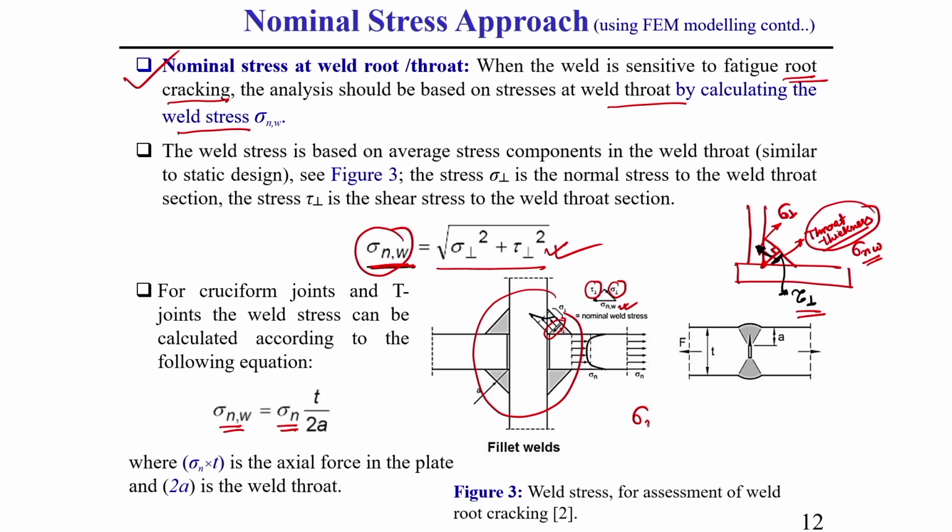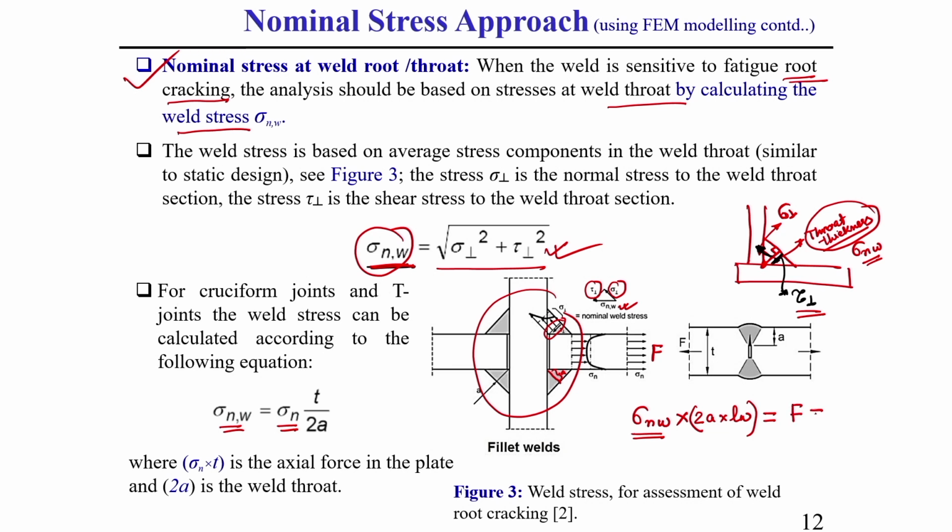Here I am showing this nominal stress sigma NW. Let us consider a cruciform weld. Here one throat is there, here another throat is there. So, generally two throats are responsible for carrying the load F. That is why sigma NW into 2A into length of the weld is the cross sectional area. So, whatever the force will be there, this force is equal to the applied force F.